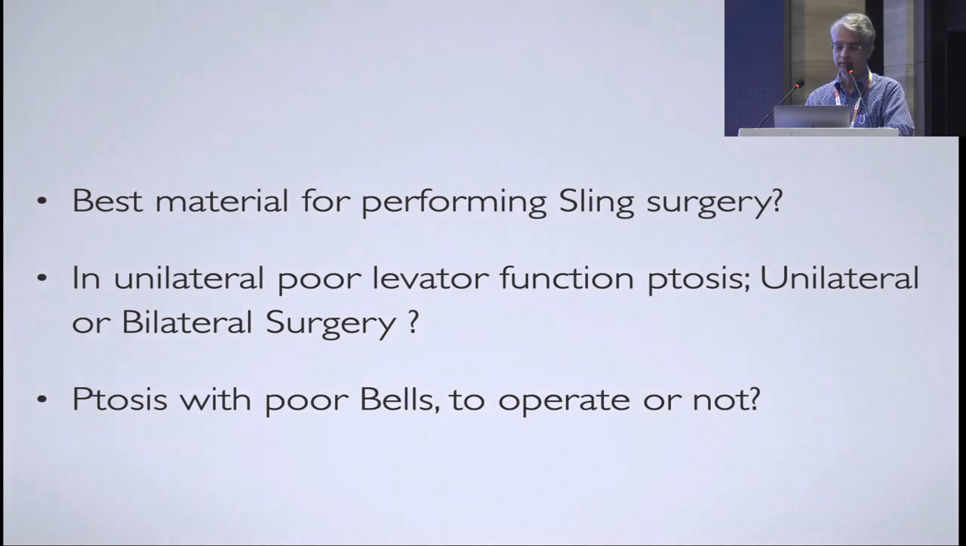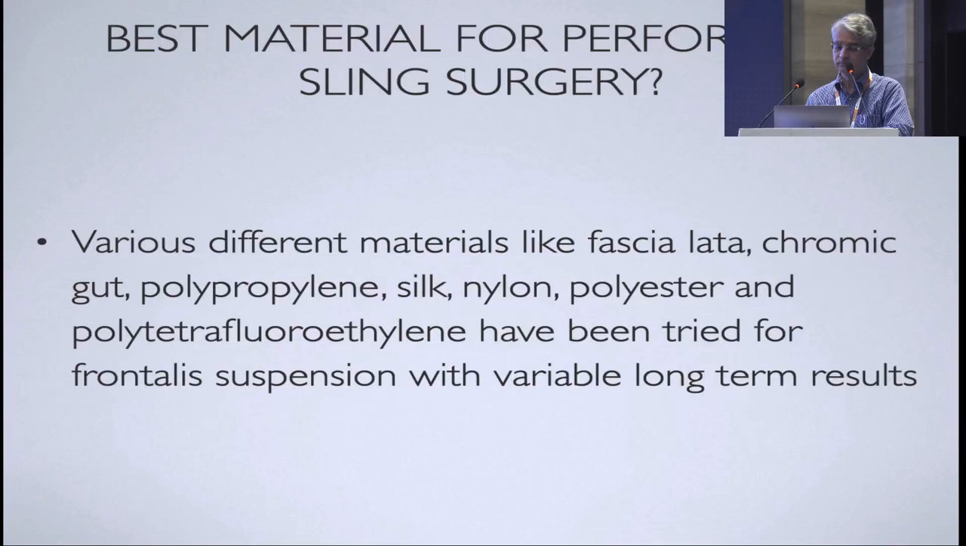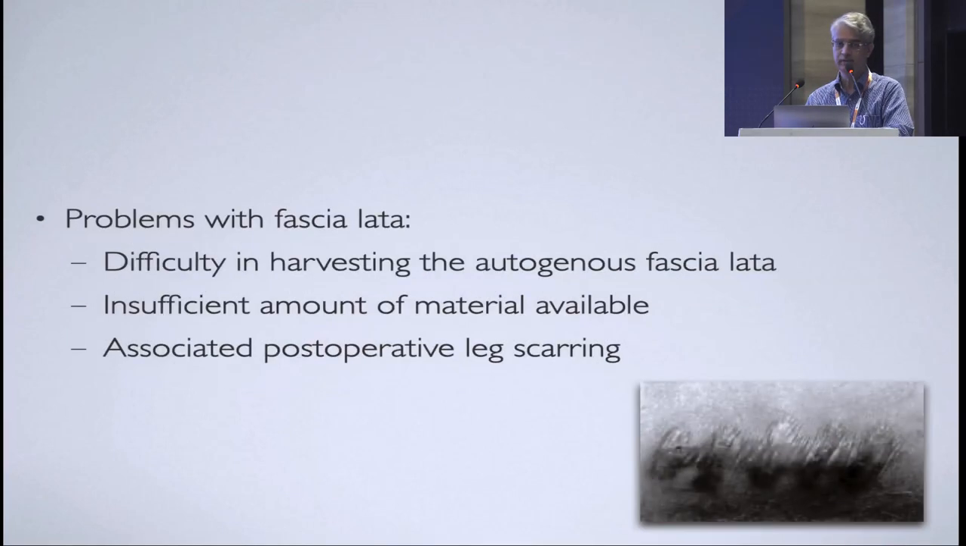Then which is the best material for sling surgery? Various materials have been described in literature, lots of sutures, lots of threads. Fascia lata has been described as the gold standard in almost all the textbooks and literature that you see, which is fine. Fascia lata is a very good technique, extremely good, very reliable, and you will get very long-lasting results with it.